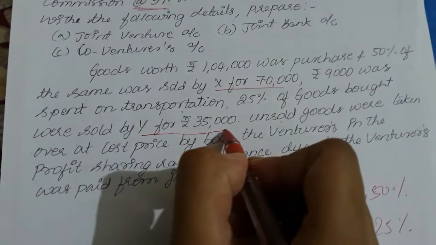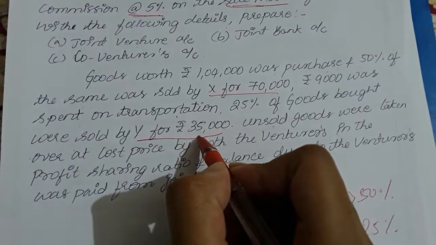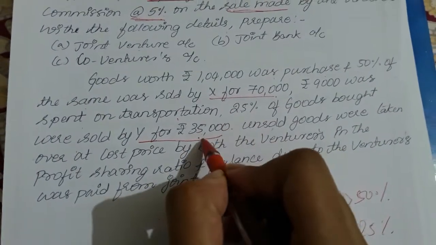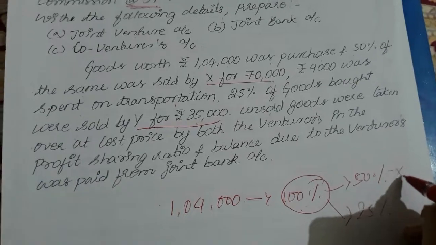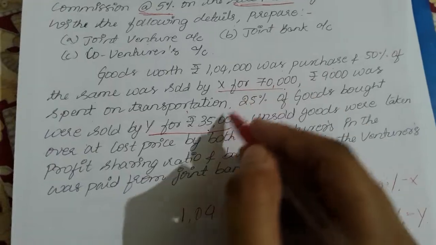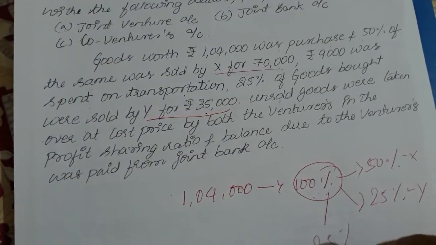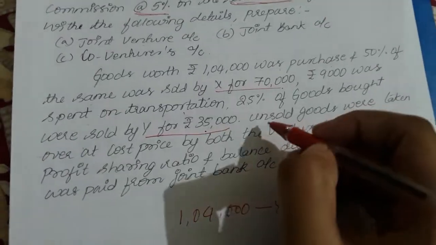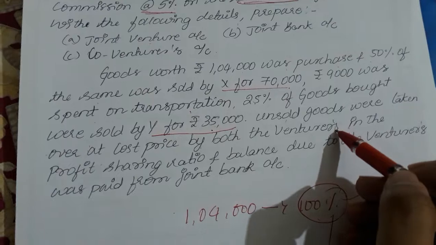X has sold 50% for 70,000, and Y has sold 25% for 35,000. So out of 100%, 50% is sold by X and 25% is sold by Y. So they have given the values for which they sold. Now how much is unsold? 25% is unsold, right? So unsold goods were taken over at the cost price by both the co-venturers.